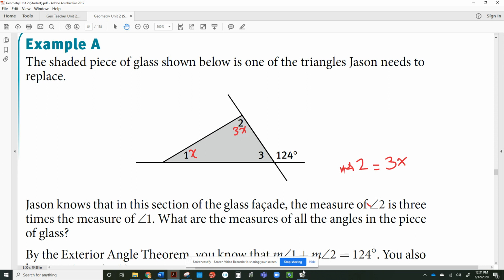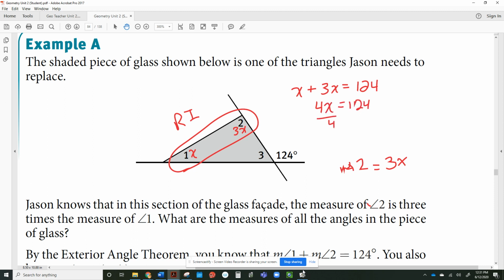I know that this is 124, so I can calculate the measure of angle 3 by subtracting it from 180. And I also know that this is an exterior angle, and these two right here are the remote interior angles. So that means that x plus 3x is supposed to equal 124. Now that's just an algebra equation. You learn to solve that in algebra 1. So x plus 3x simplifies to 4x, and then we divide both sides by 4 to solve the equation.